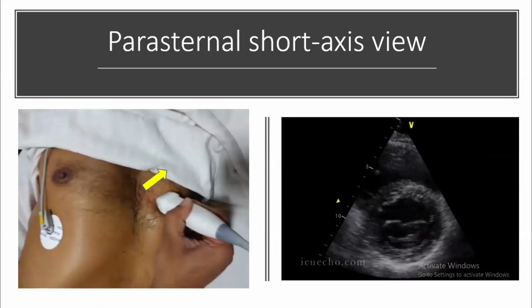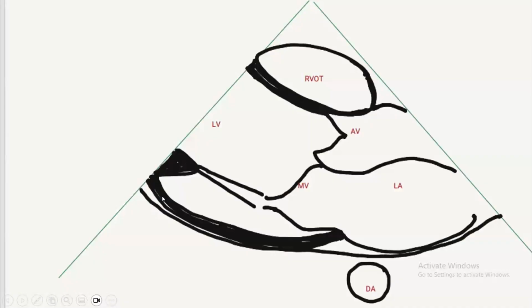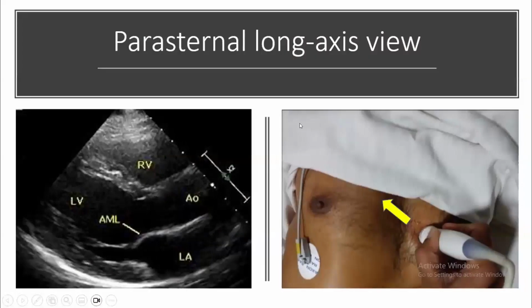The other basic view is the parasternal short axis view. As we said, in the same plane, we are still in the third or fourth intercostal space, but the marker, instead of being directed to the left shoulder, we are rotating the probe marker to the right shoulder. In the same place, when the marker was directed toward the left shoulder, it gave us the parasternal long axis.